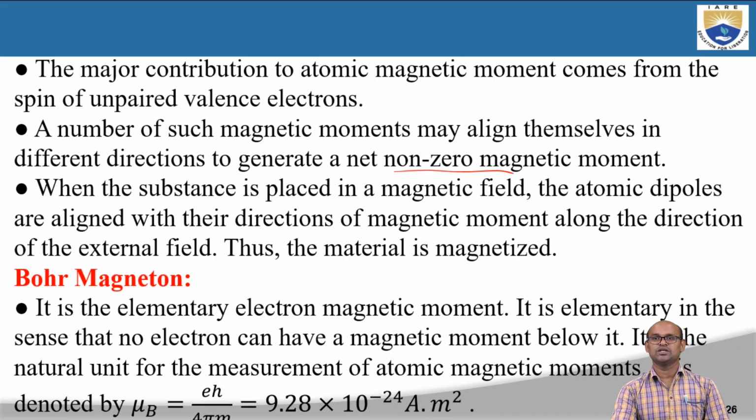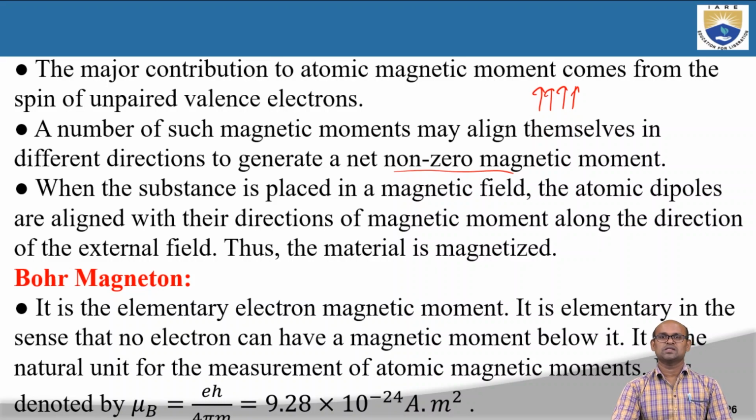A major contribution is coming from the electrons, the unpaired valence electrons, and a number of such magnetic moments may align themselves. If these magnetic moments can align in a single direction, then they are going to produce a non-zero magnetic moment. So if they are oriented in the same direction, we are going to sum up all these magnetic moments, and then we will get a non-zero magnetic moment.